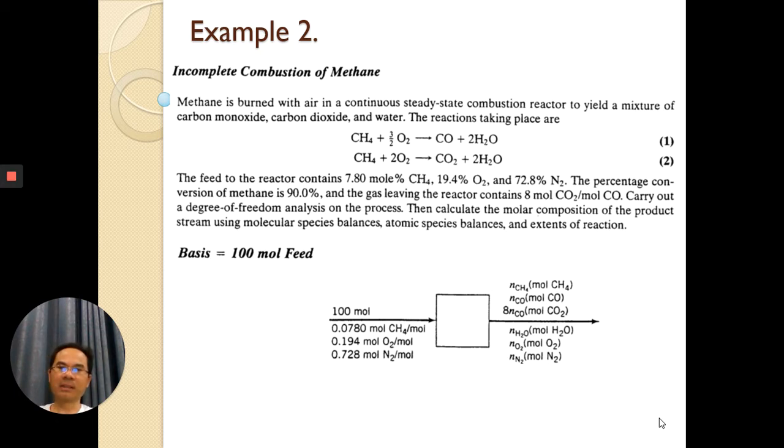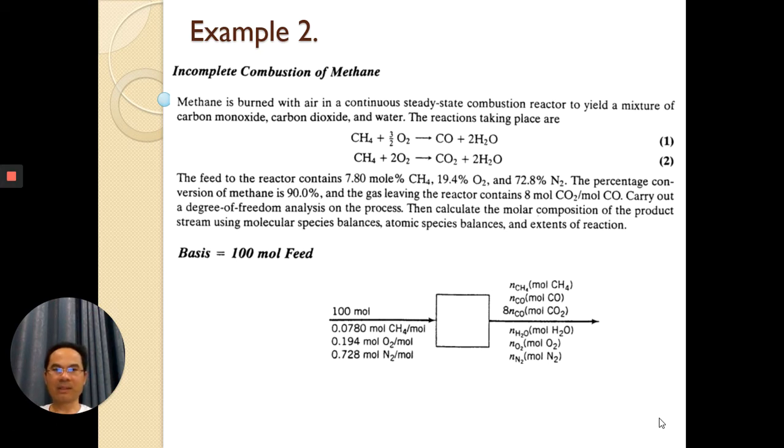For this case, methane is burned with oxygen, right? But it is not pure oxygen. Oxygen is included in air. The methane is burned with air in a continuous steady state combustion. That means we have feed and output, input and output continuously. We can assume the system is at steady state, so there is no mass accumulating in the system.